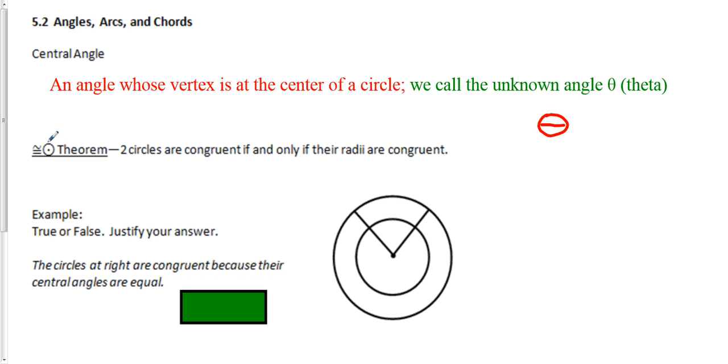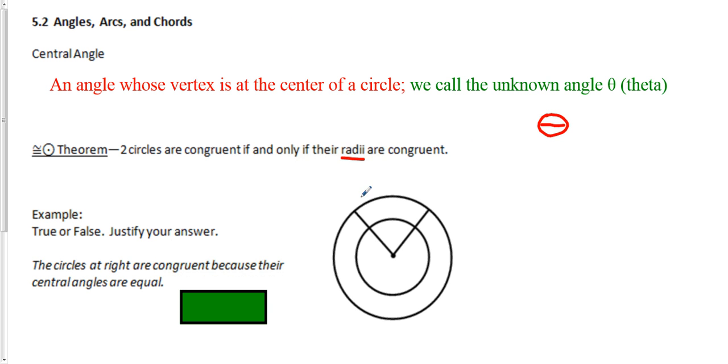So the congruent circles theorem says that two circles are congruent if and only if their radii, that word radii is the plural of radius, so two or more radiuses are called radii, are congruent. So the two circles are only congruent if the radius is the same, if the radii are congruent. So example, true or false, justify your answer.